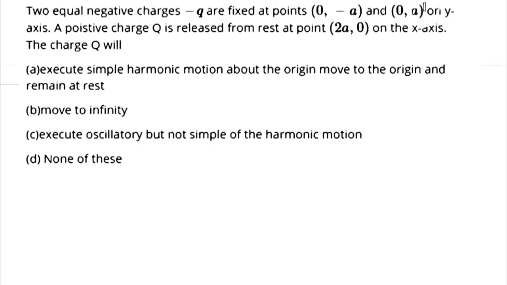The given question is: two equal negative charges minus q are fixed at points (0, minus a) and (0, a) on the y-axis. A positive charge plus q is released from rest at point (2a, 0) on the x-axis. The charge q will... these are the options A, B, C and D.